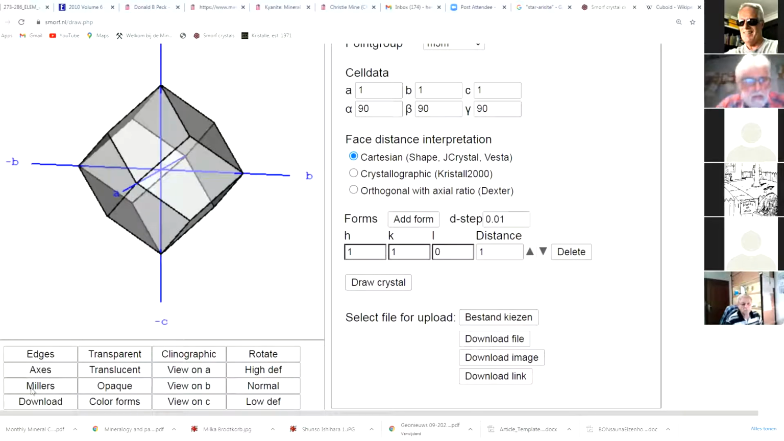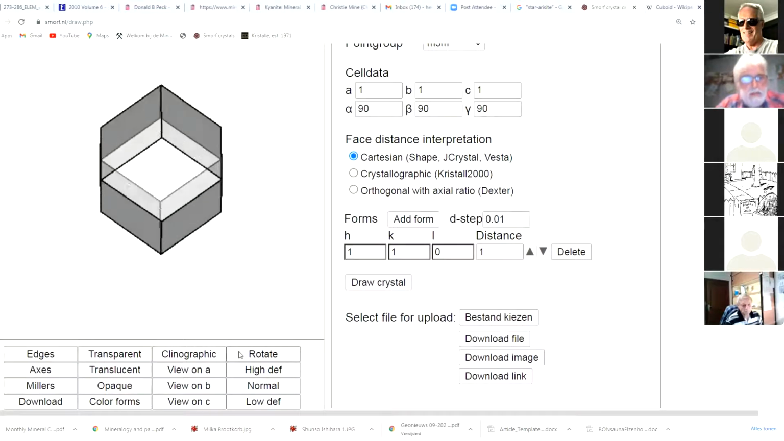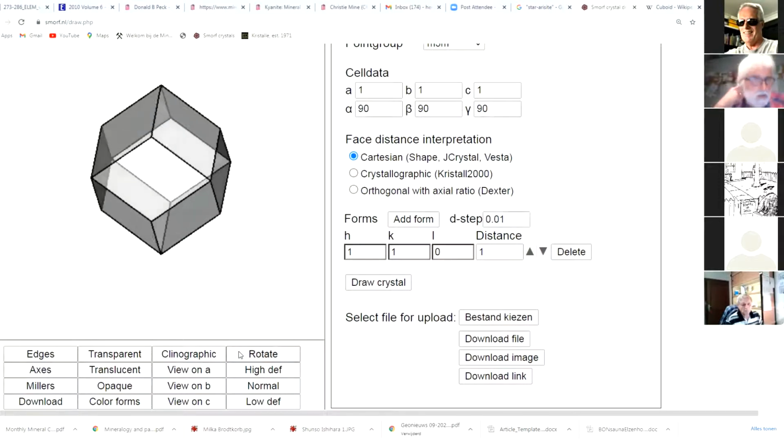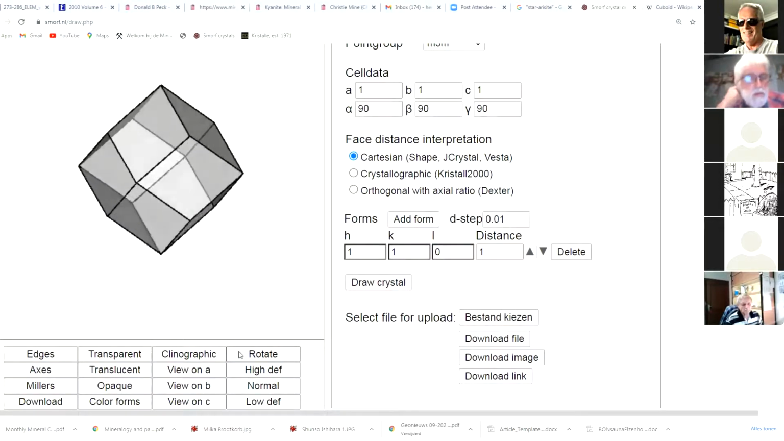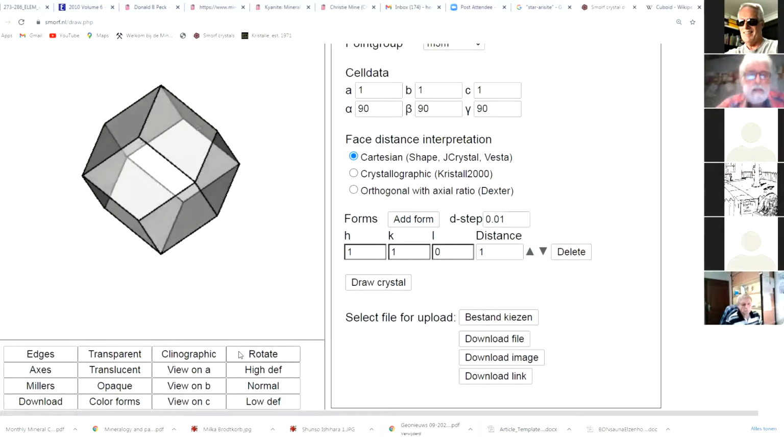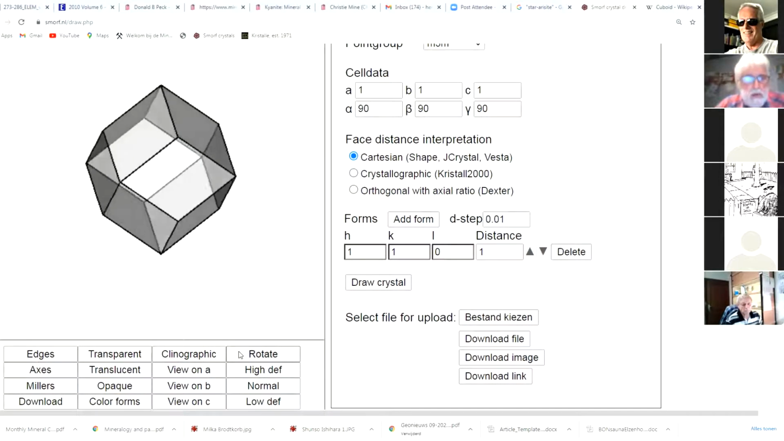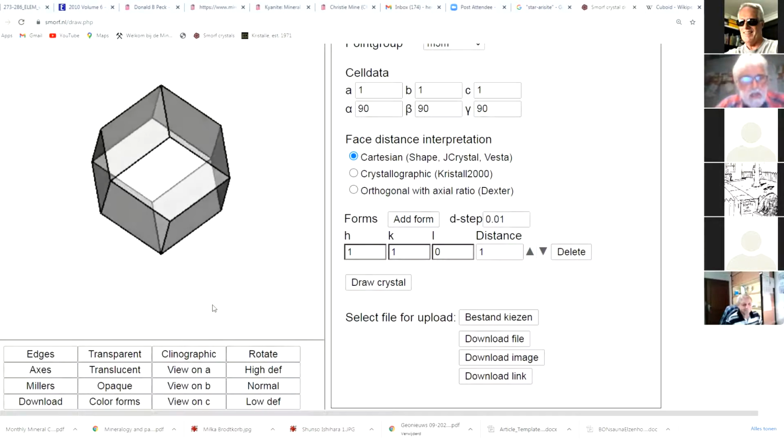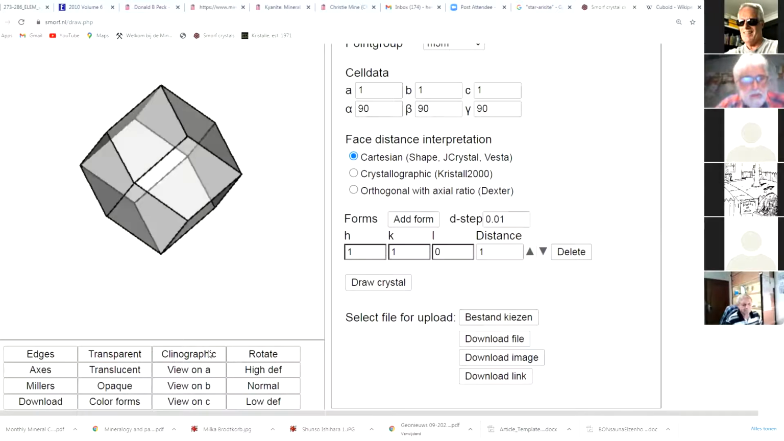Okay. So what we have now is a rhombic dodecahedron. Dodecahedron stands for 12 faces, and all 12 faces are rhombs, so they call it the rhombic dodecahedron. This is the classic shape of a garnet, of the garnet family crystals. Okay.